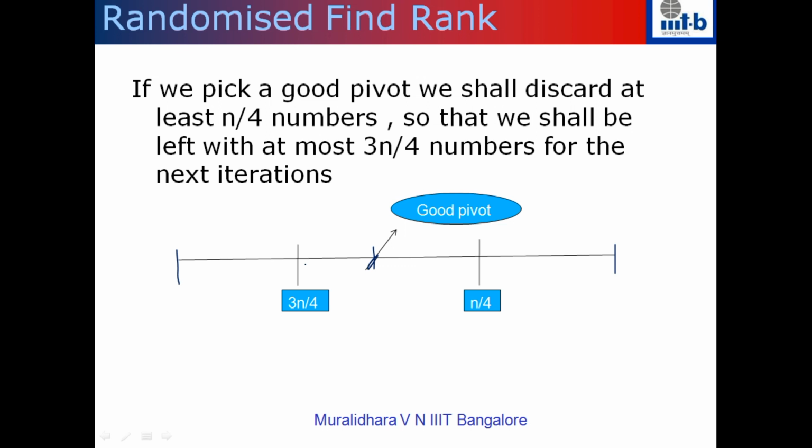If I have to go to the left hand side recursively, I am going to ignore all the numbers on the right hand side, so I am going to ignore at least n by 4 numbers. If I have to go to the right hand side, I am going to ignore all the numbers on the left hand side, which is slightly greater than n by 4. So if I happen to pick a good pivot, in that iteration, after the partition, irrespective of whether I go to the left or right hand side, I am guaranteed to ignore n by 4 numbers. So I will be left with at most 3n by 4 numbers for the next iterations.